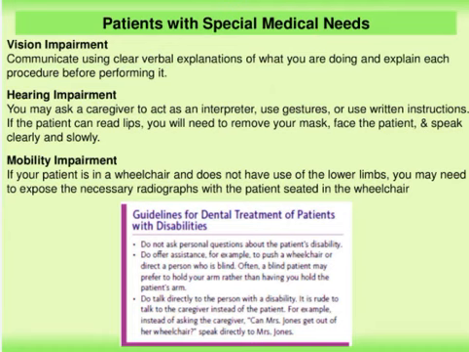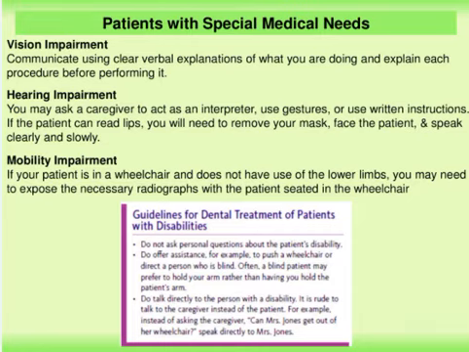Special needs, or special medical and dental needs, means patients who have some specific limitations which you have to address when you are practicing in radiology, or in all aspects of dental assistance. So you can meet with vision impairment patients, in which the patients are not able to see properly or have some problem with the vision, maybe a recent eye surgery or blindness.